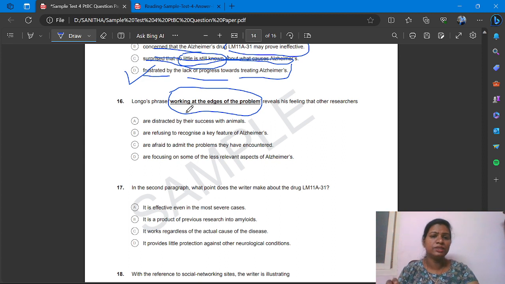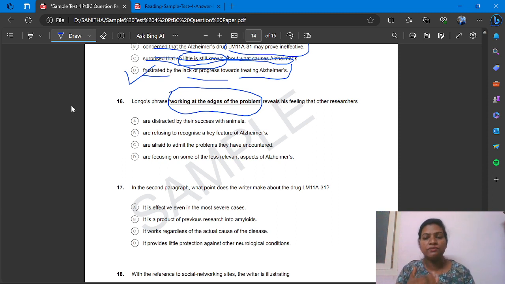When you read the phrase slowly, something will click in your mind. See, you read this phrase: working at the edges of the problem. They are working at the edges. What is edge? Edge means side. What does side mean? Periphery. Working at the edge of the problem means the periphery of the problem, not the heart. They are working at the edges only. That is the meaning.